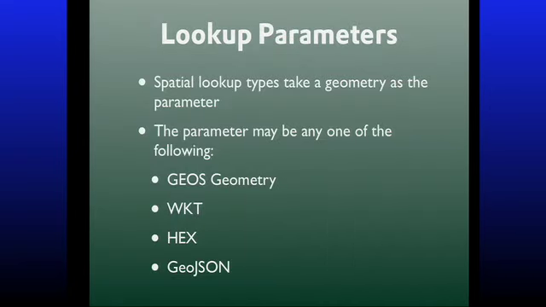The way these work is they take a geometry as a parameter. So when you're using these lookup types, you're going to be passing in a geometry. The parameter may be any one of the following: a GEOS geometry, a WKT string, a string of hex, or a string of GeoJSON, if you have GDAL, of course. You can just pass these in, and they'll be converted internally into a geometry.